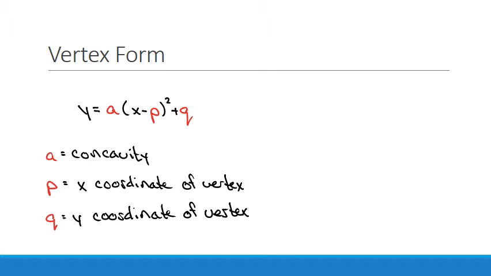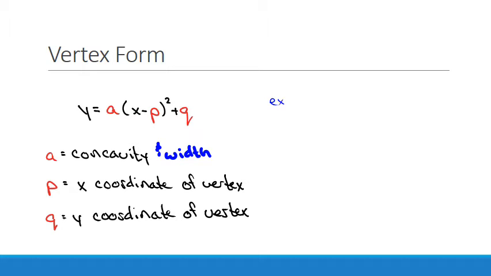a represents the concavity. What concavity is again? That is the direction of the opening. It also controls the width. So it's concavity and width. I should add that in there. And width. p and q: p is the x coordinate of the vertex, while q is the y coordinate of the vertex.